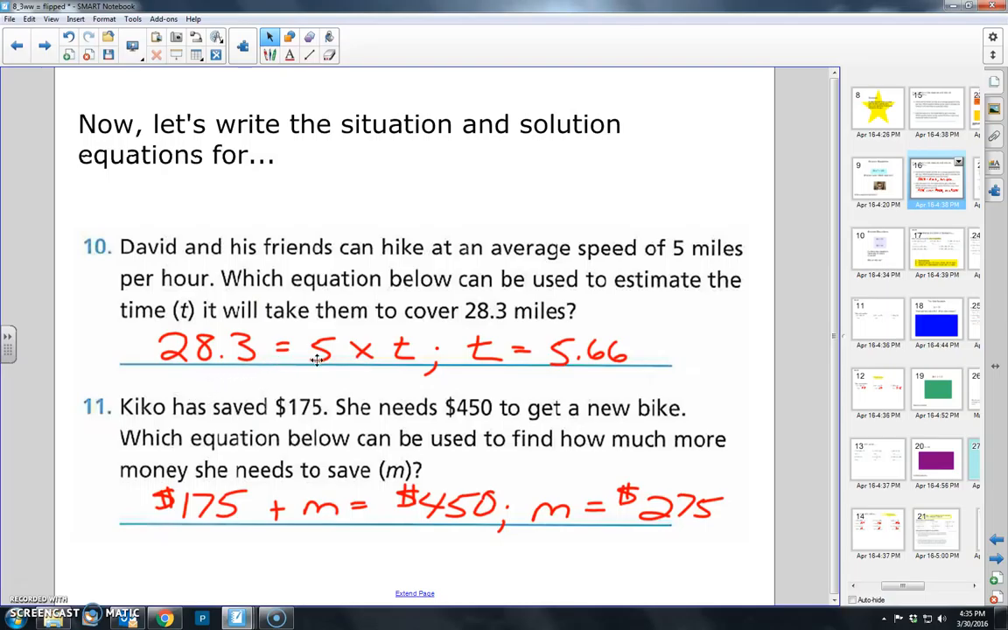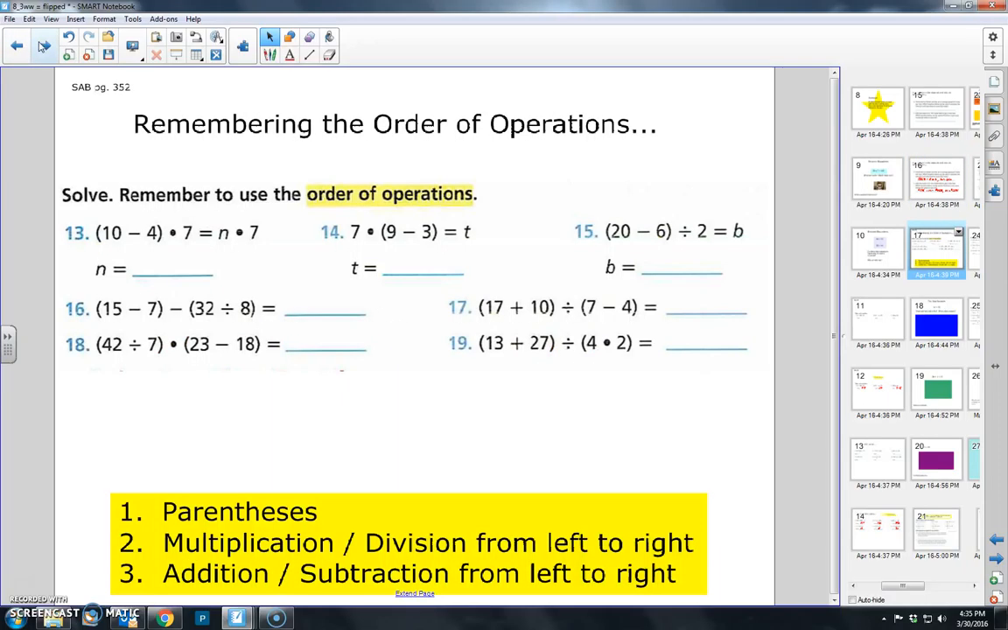28.3 equals 5 times t. T is going to equal 5 and 66/100 miles, or miles per hour, sorry. We have $175 plus M equals $450. M equals $275.